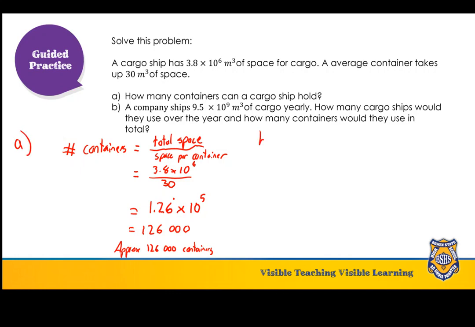For question B, a company ships 9.5 times 10 to the 9 meters cubed of cargo yearly. How many cargo ships would they use over the year, and how many containers would they use in total? Well, there's really two parts to that question: the number of ships and then the number of containers. The way we find the number of ships will be very similar to the one before. We're just going to take the total cargo.